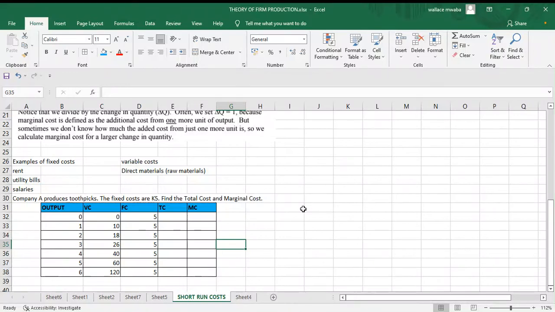We're looking at short run costs. Remember, in the short run, one resource is fixed. So a company A produces toothpicks. The fixed costs are 5 kwacha. Find the total cost and the marginal cost.